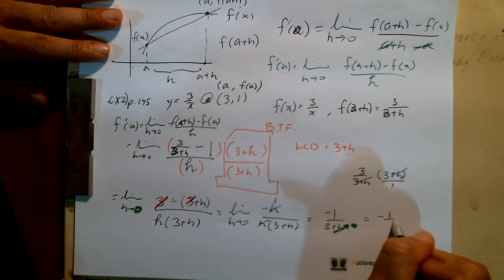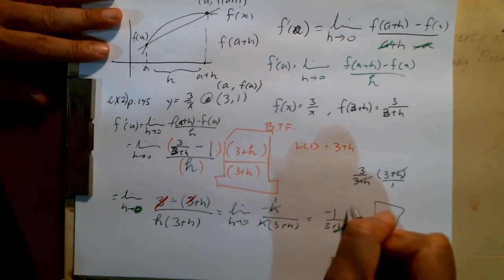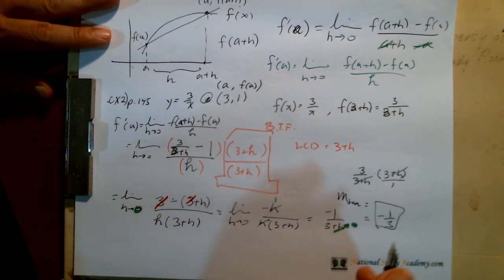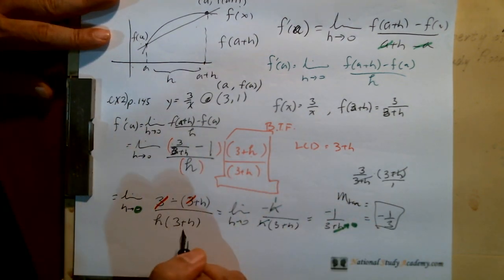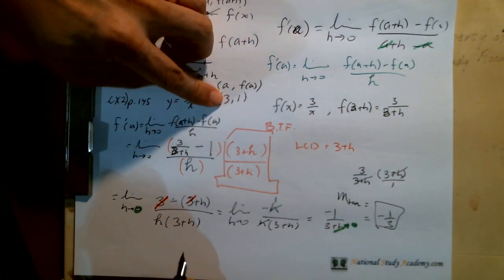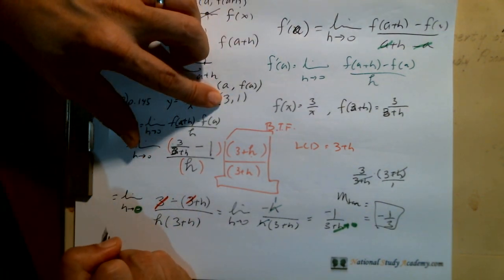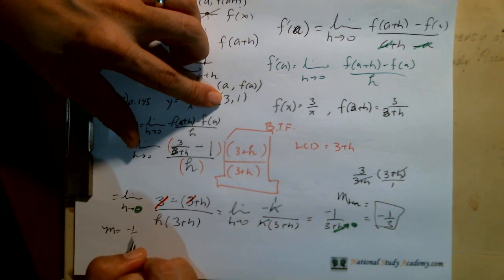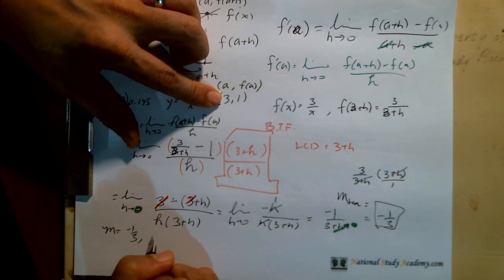So what did we just find? We found the slope of the tangent. You have a slope, you have your point. Where was my point? It was somewhere here, 3 comma 1, there we go. So your slope is equal to negative 1/3. Your point is 3 comma 1.